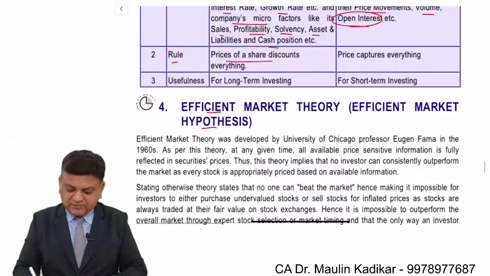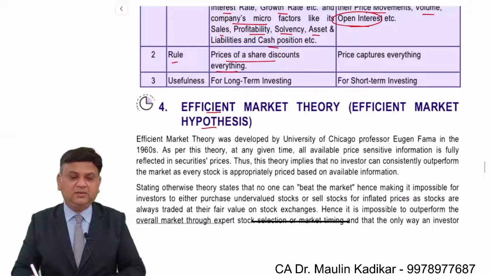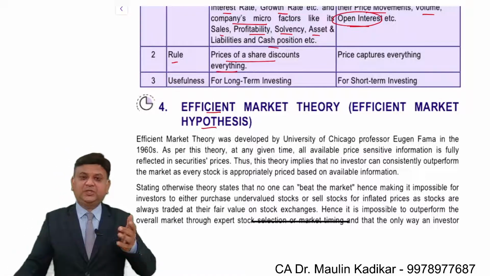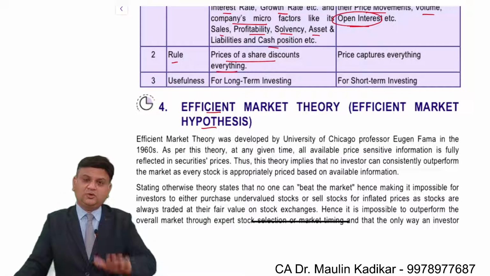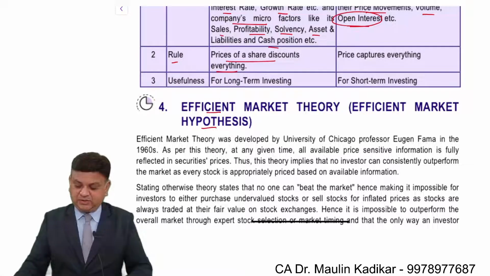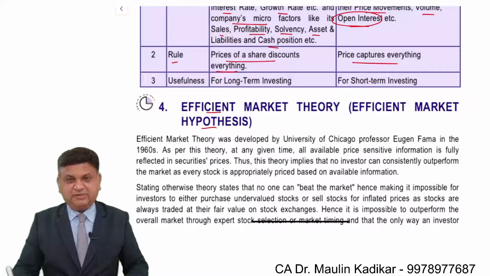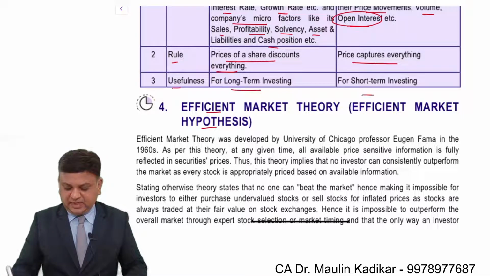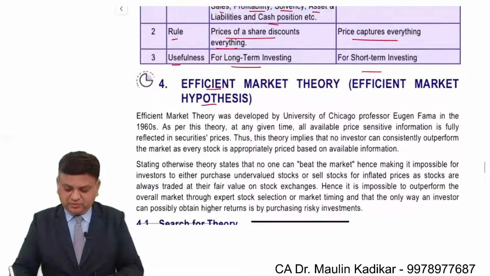Rule: the price of the share discounts everything. It means that the price of the security will have incorporation of all kinds of information, good information, unfavorable information, everything is incorporated. Price captures everything, the same assumption is there. Usefulness: fundamental analysis is for the long term and technical analysis is for the short term. That's very true.